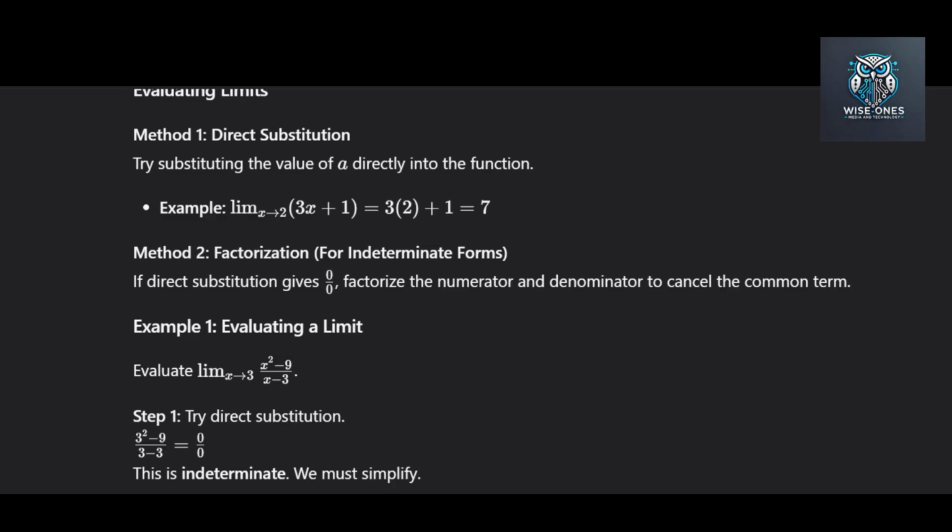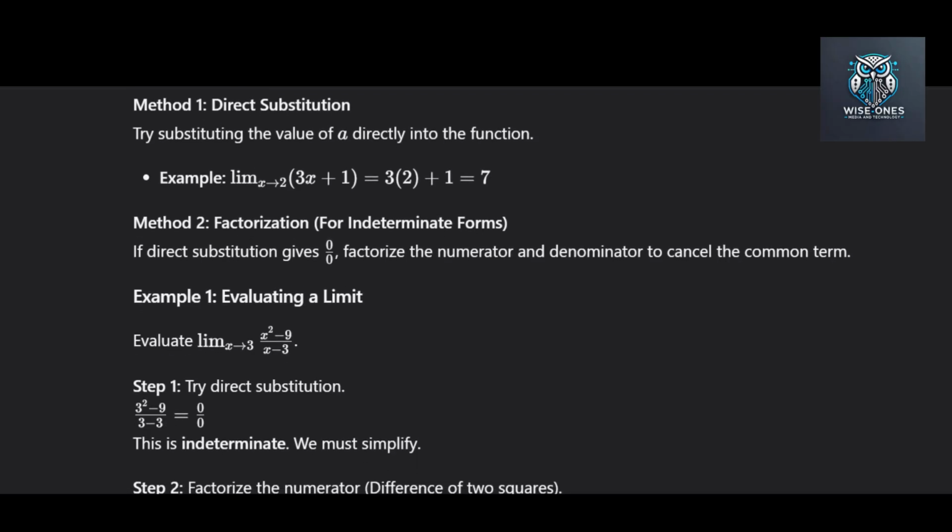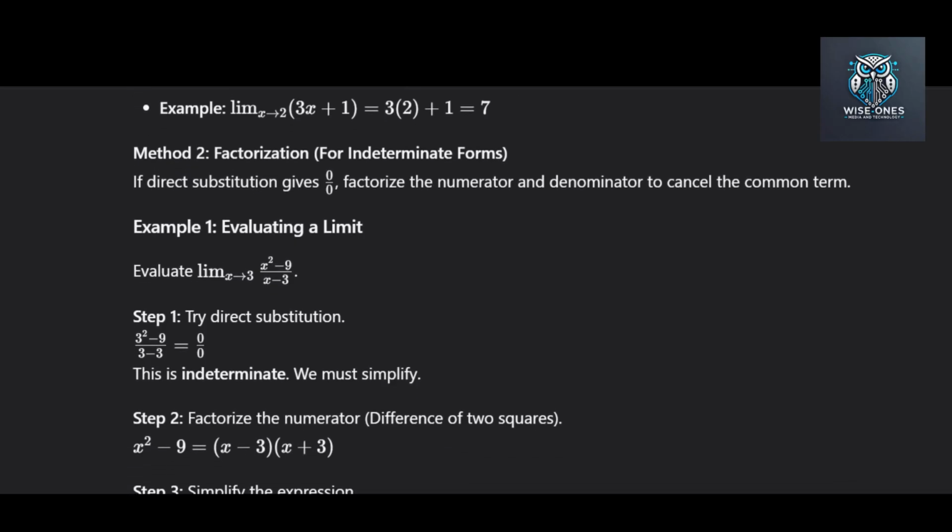Method 2 is factorization. This is used for indeterminate forms. Sometimes when you substitute, you get 0 divided by 0. This is undefined. It is like a traffic jam. We need to clear the road. We do this by factorizing the numerator and denominator to cancel the common term.